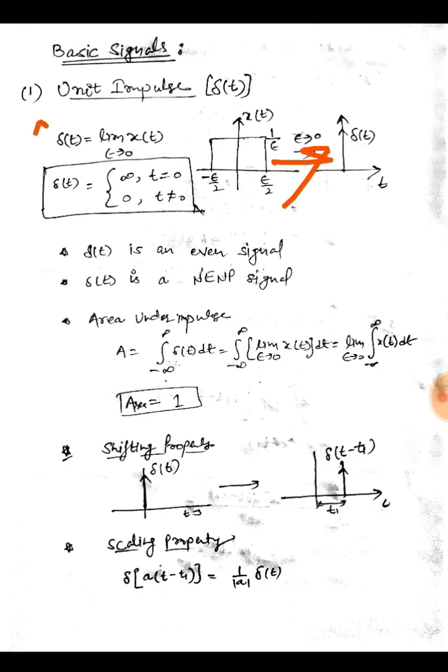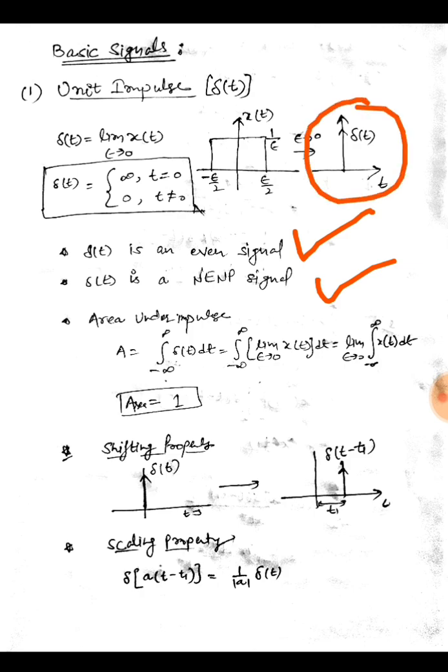So delta t is the limit of x(t) as e tends to 0. Delta t is infinite at t equal to 0, and it is 0 otherwise, that is, at all values of time other than 0 the signal would be 0. The impulse function is an even signal. It is neither an energy signal nor a power signal, because in an energy signal the energy is finite and power is 0, while in a power signal power is finite and energy is infinite.